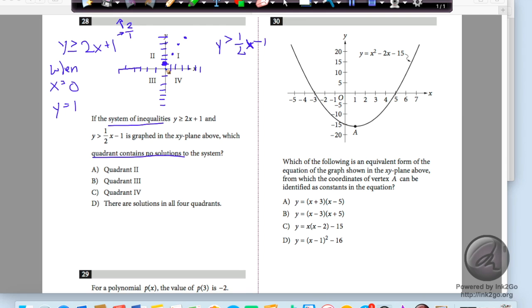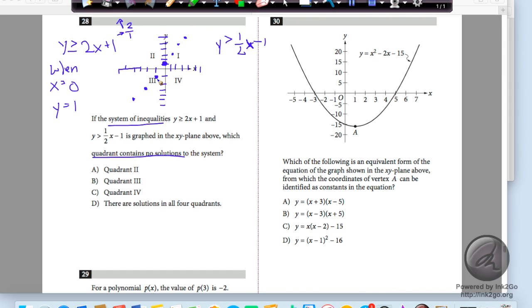Now I'm going to come back down. Here's my initial point, when x equals 0, y equals 1. I'm going to go down 2, and then I'm going to go over 1. I'm going to go down 2 again, then over 1. And I'm going to go down 2 again, over 1.